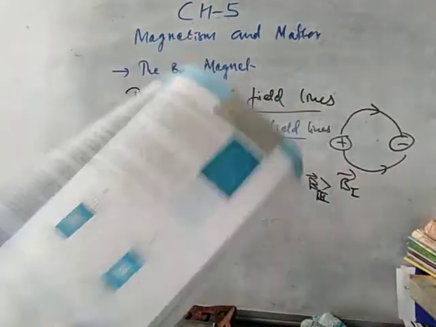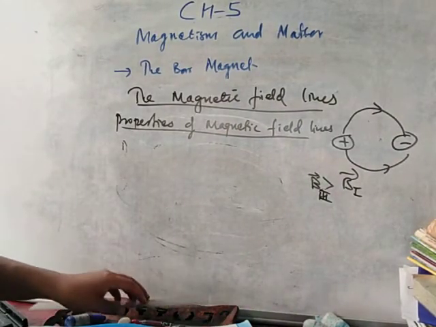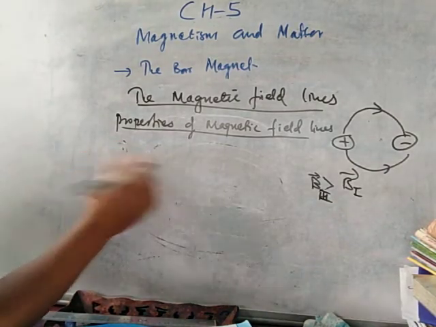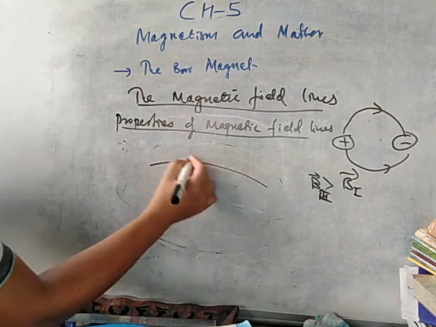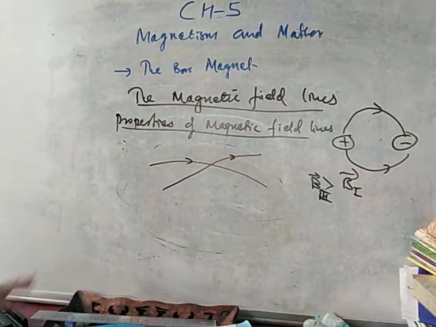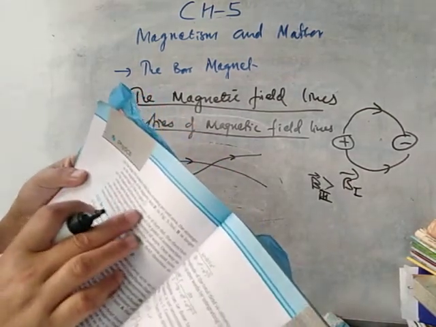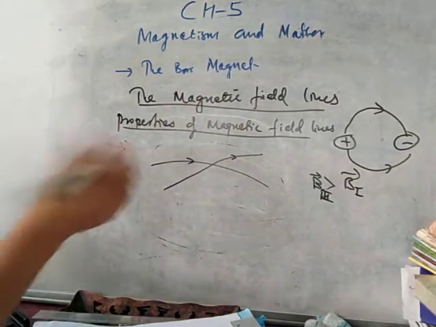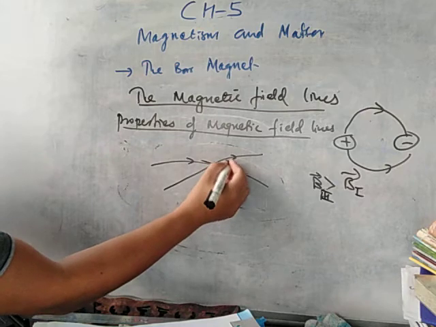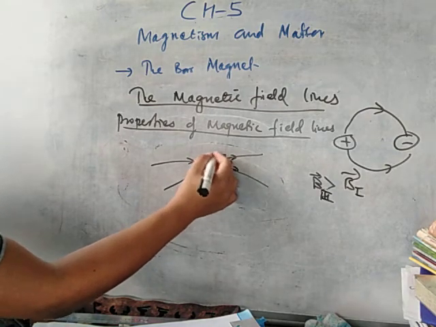Understood? So next property is your magnetic field lines do not cross each other. This is very important. So this is your magnetic field and this is your another magnetic field. Why they never cross each other? Fourth matter, magnetic field lines do not intersect. Why? Because if they intersect, then this is the direction of magnetic field and this is also a direction of magnetic field, isn't it?